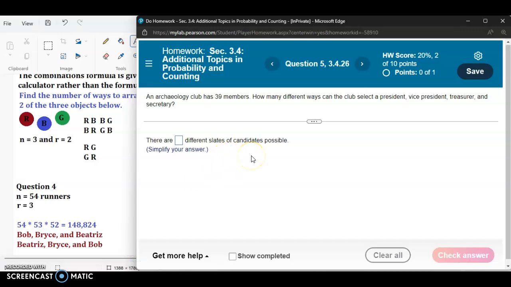Question 5 is very similar. An archaeology club has 39 members. How many different ways can the club select the president, vice president, treasurer, and secretary? So figure out whether the order in which the members are selected matters, and if so, it's permutations. If not, then it'd be a combinations problem.